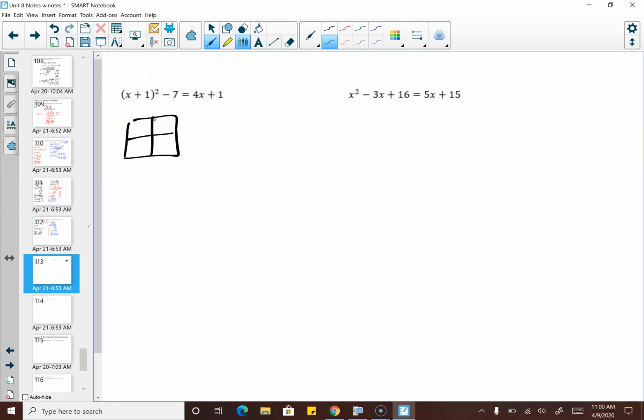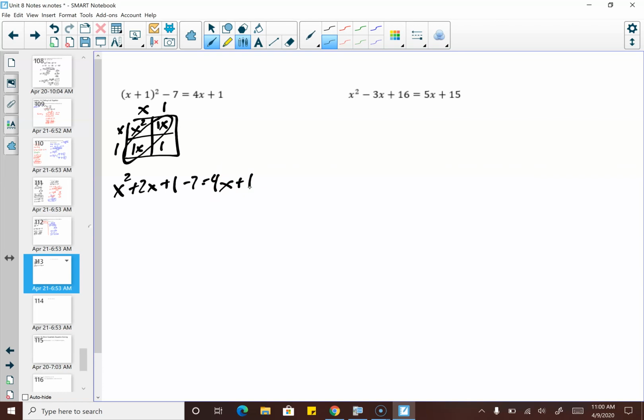The first thing we have to do is multiply x plus 1 and x plus 1. We have to expand this one parenthesis that's being squared. So x squared, we get 1x, 1x, and 1. There are like terms. So now we're going to replace this with its trinomial. So x squared plus 2x plus 1. And then we will have -7 equals 4x plus 1.